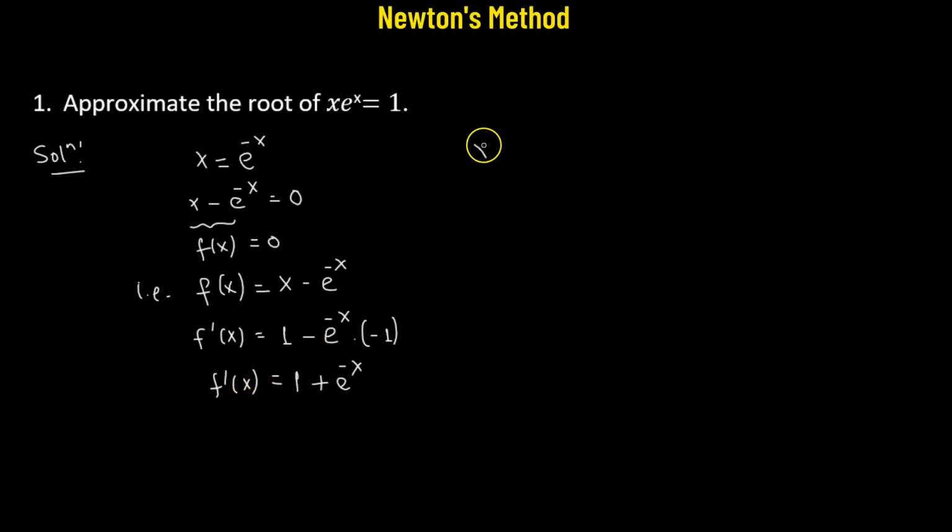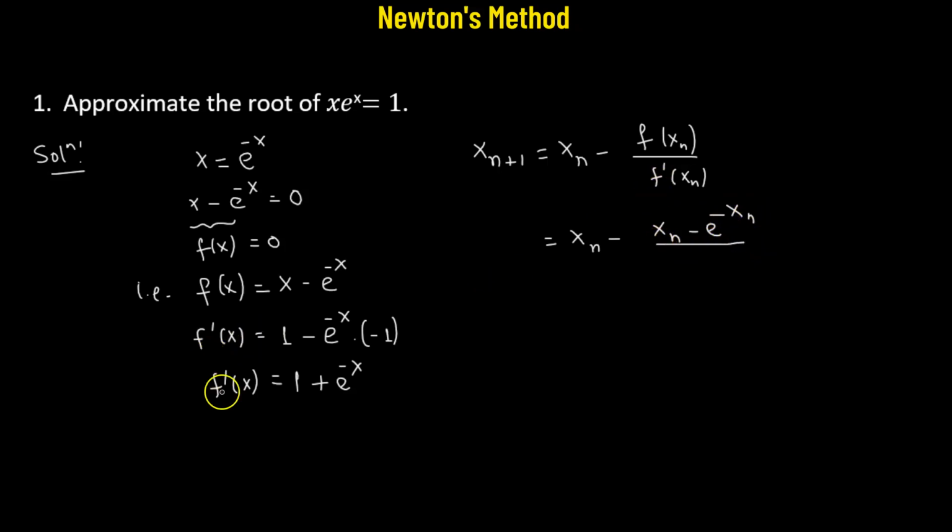Now we'll use our Newton's method, which is given by x_{n+1} = x_n − f(x_n) / f'(x_n). Here f(x) is given by x − e^(−x), so f(x_n) will be x_n − e^(−x_n), divided by f'(x_n). We have f'(x), so this will be 1 + e^(−x_n). Okay, let's combine the two terms.